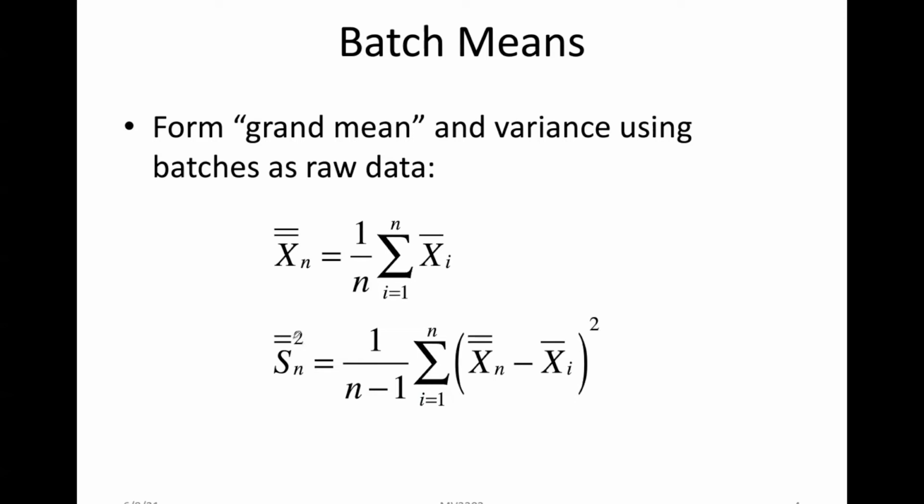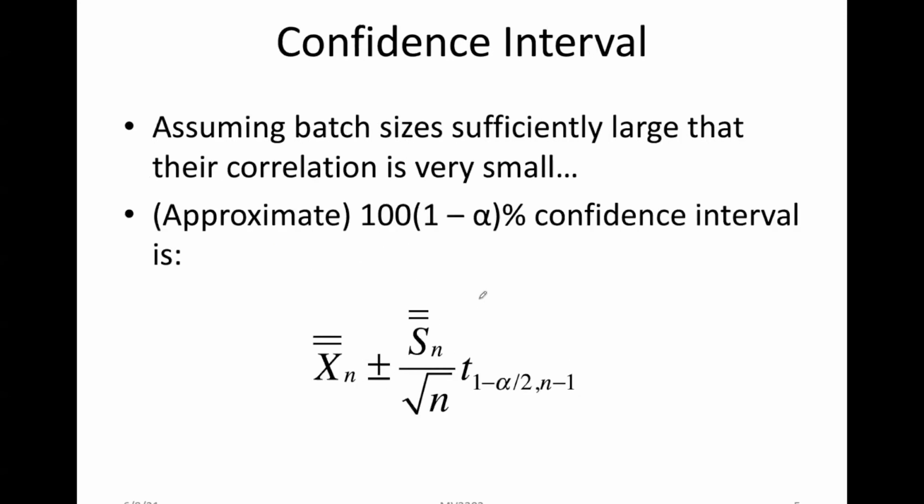And our estimate of the variance is just the normal sample variance. So each observation, actually, I'm sorry, the difference between the mean and the observation, squared, and add them up. Okay, that's the normal. And we are now assuming that our batch sizes are big enough so that the correlation is small.